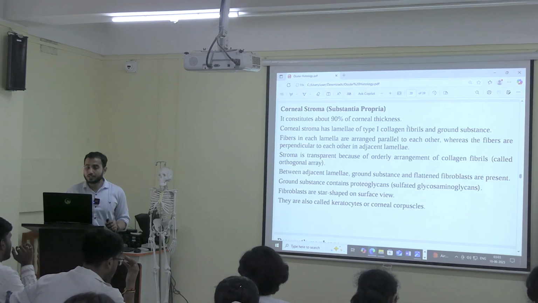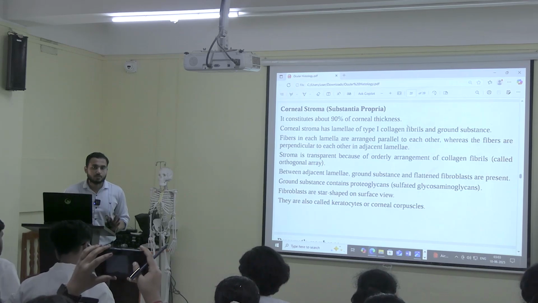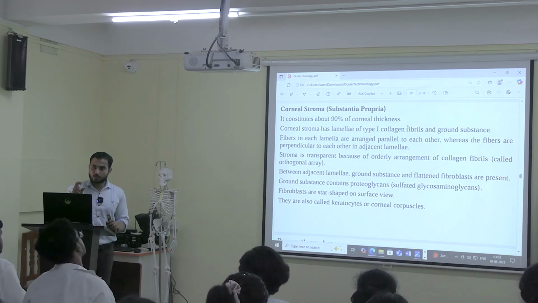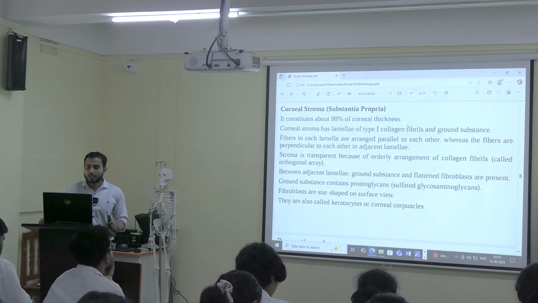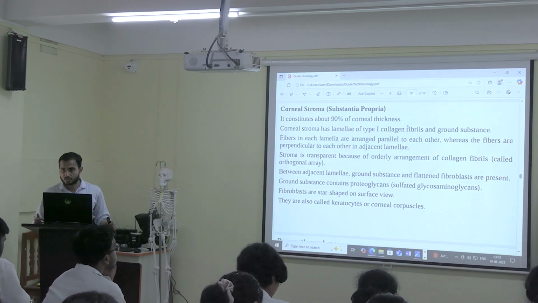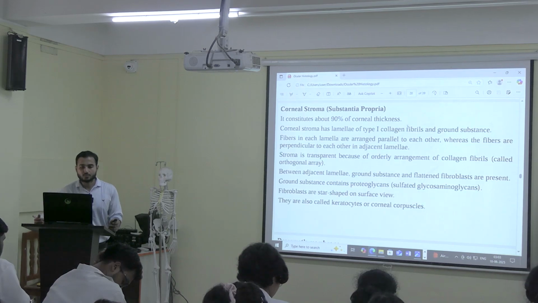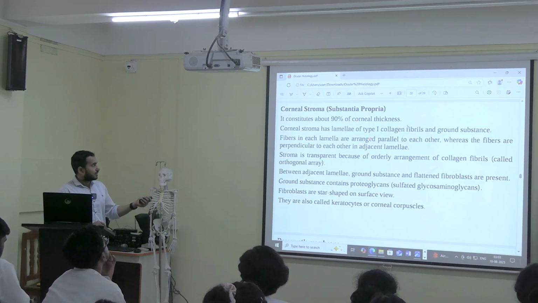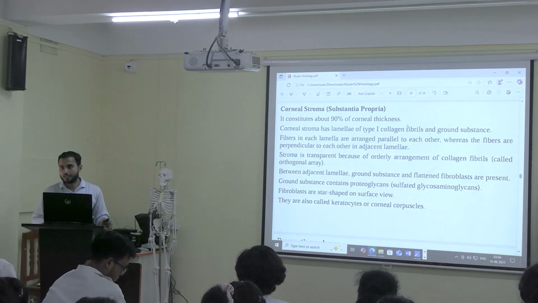Next, the most important layer of the cornea is the corneal stroma. Most important layer. Why is it important? Because most of the thickness of the cornea is made up of this particular layer. Okay, so 90% of the corneal thickness is made up of this layer, that is the corneal stroma. तो यहाँ पे क्या रहता है? As you can see, type 1 collagen fibrils and ground substance. These are the main ingredients of this particular layer.